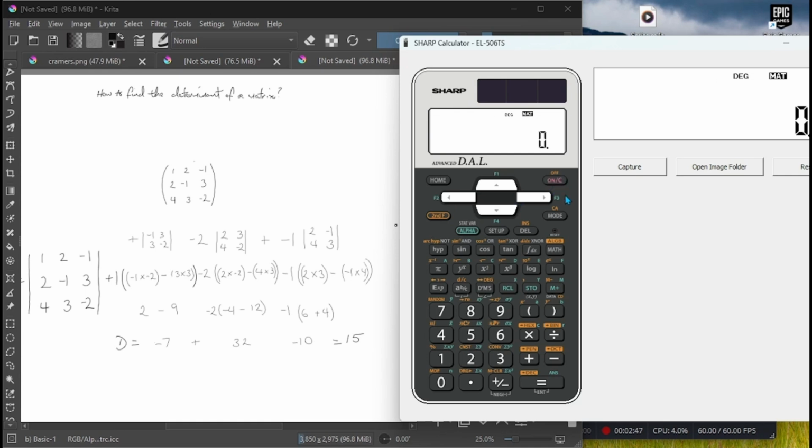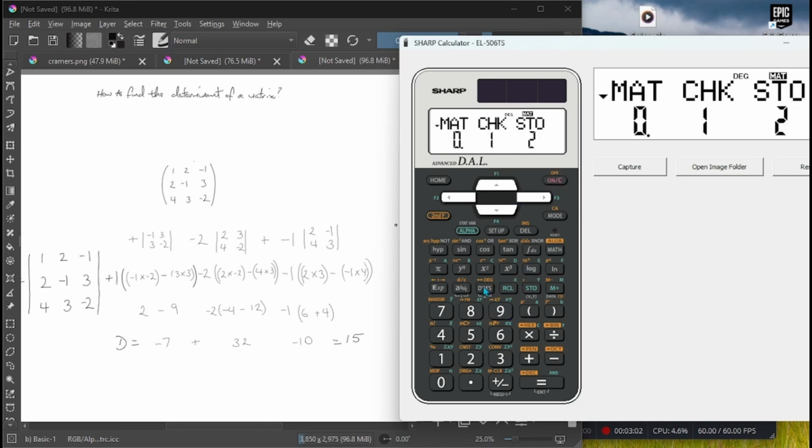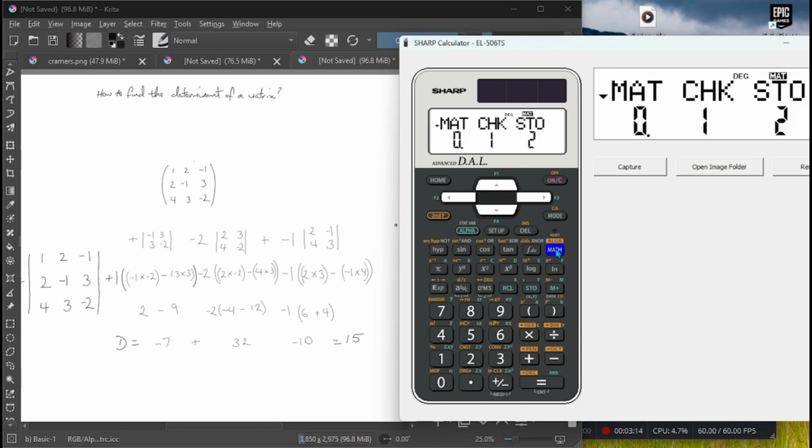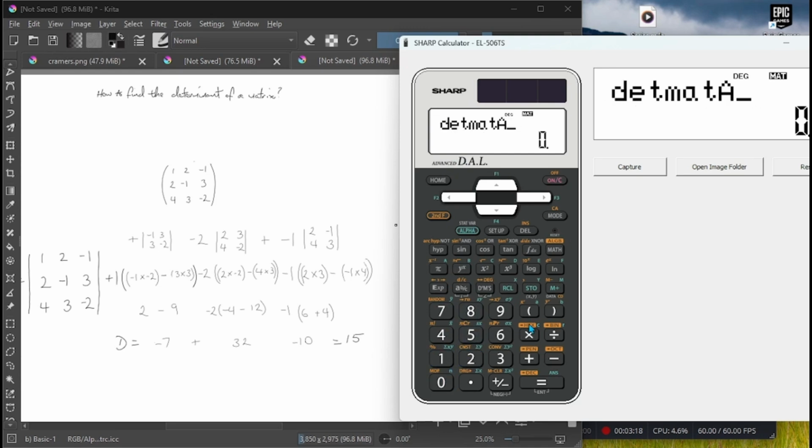Okay, and it's correct. So to calculate the determinant of the matrix now, say math, you scroll down, we go into math again for determinant and transpose. This is where you get the options for it. You press 0 for determinant, you go back to math, you go back to where we stored it, matrix A, and we hit enter. And just like that, we'll get 15.